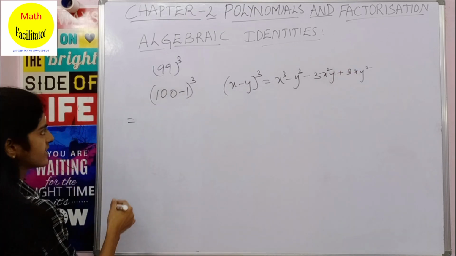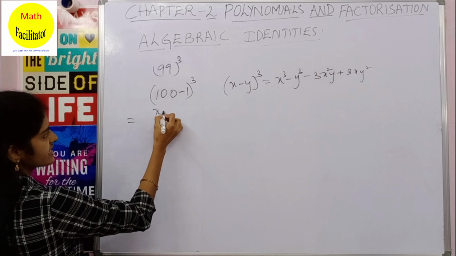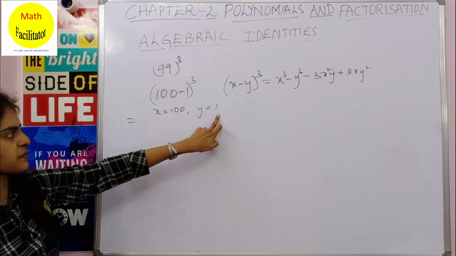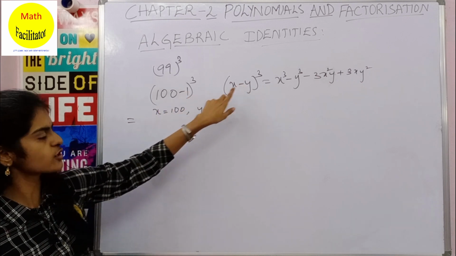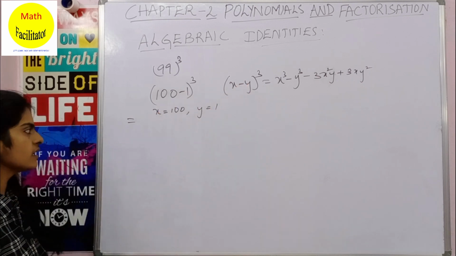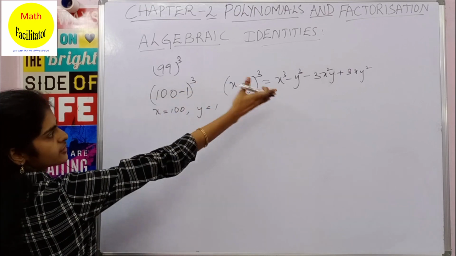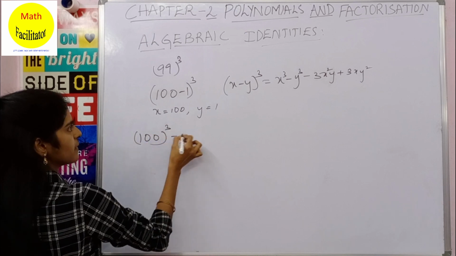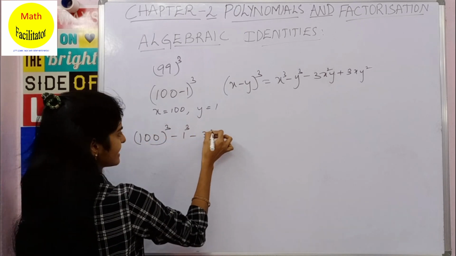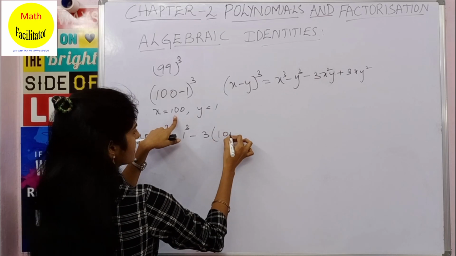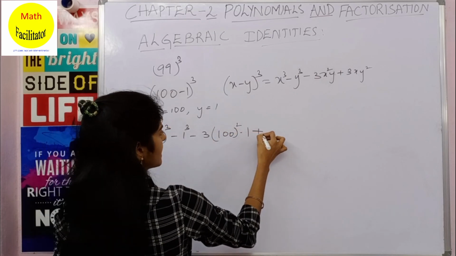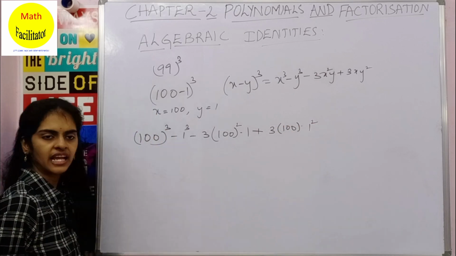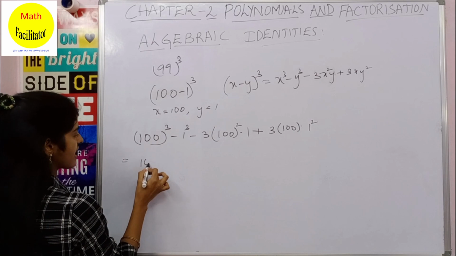Using that, here x is what? x is 100, and what is y? y is 1. It is not minus 1, it is 1, because you have minus here and minus here. So y is simply 1. Clear? So now substituting in that RHS, x cube is 100 cube, minus y cube is 1 cube, minus 3 x square, x square is 100 square, into y, plus 3 into x is 100 into y square is 1 square. Clear?